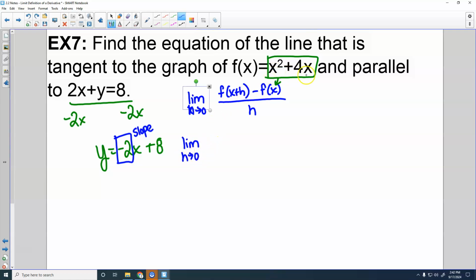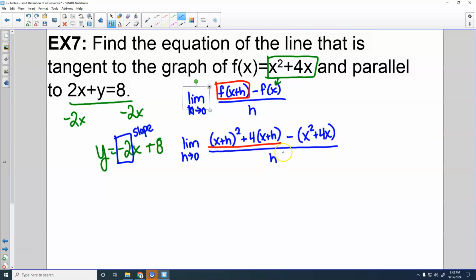So f of x plus h is going to be x plus h squared plus 4 times x plus h. So that piece right there is this right here. Then I need to do minus x squared plus 4x, all of this over h.